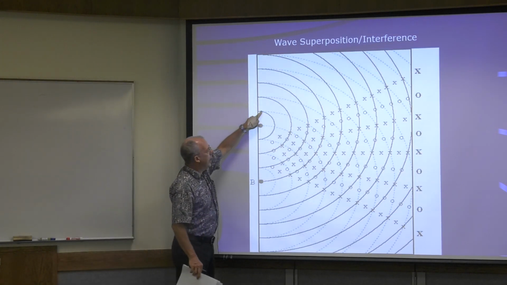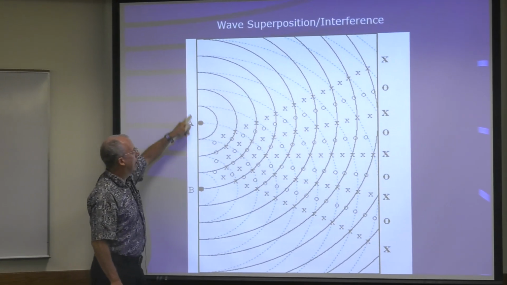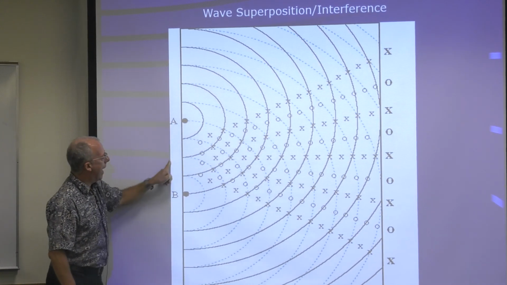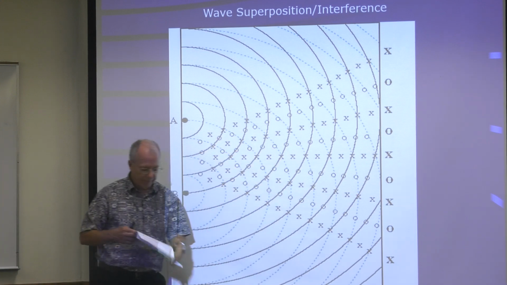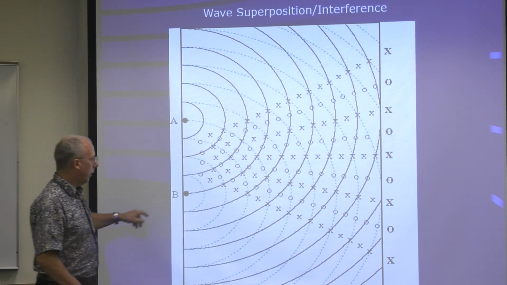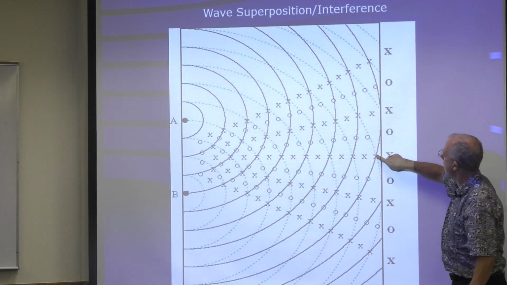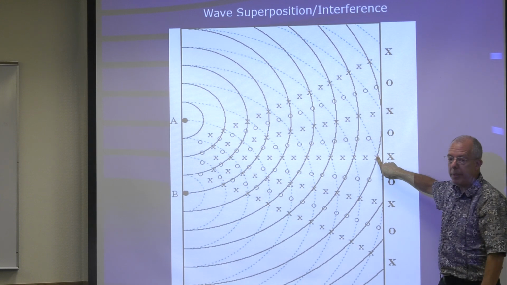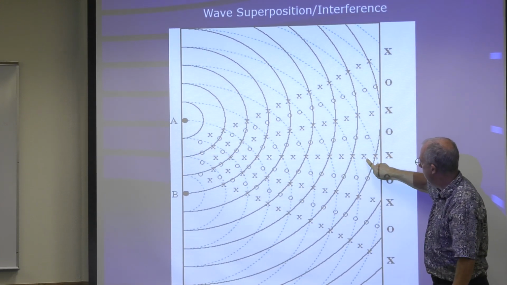So these are the wave fronts, or the maxes for the waves emanating from A. And the dotted lines are the wave fronts, or the maxes from B. And then you can see that they're interfering. So let's look at where they have X's. All right, here's the max from source A, max from source B, so there's constructive interference. So there's constructive.